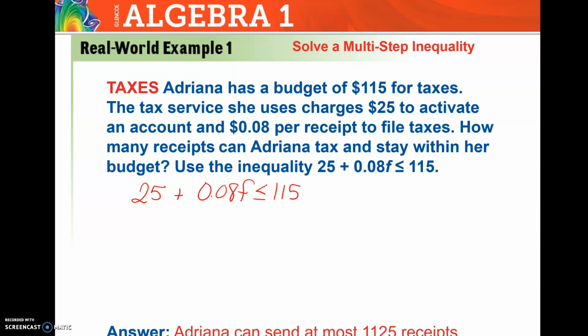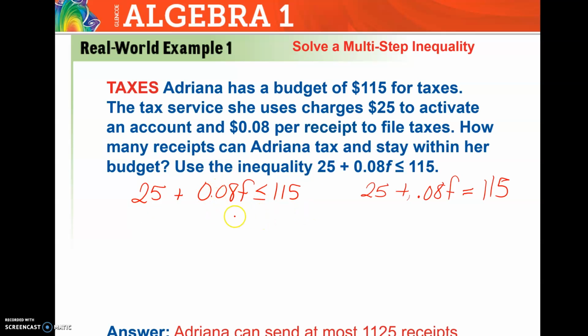So she's got to pay that 25 first, and then we have to see how many 8-cent receipts she can put in. Whenever you see a type of problem you haven't seen in math, try to think of something that you know, or an easier problem. So this would be similar to equal to 115. We're going to do the same thing we would do here. We're moving numbers first, and then we unattach from the variable. So we want to get numbers to the side that has only numbers. This side has only numbers, so I'm going to move the 25 over there.